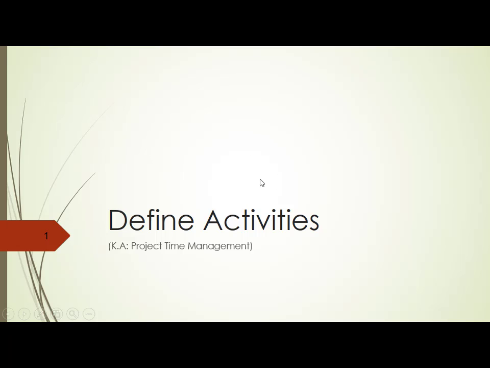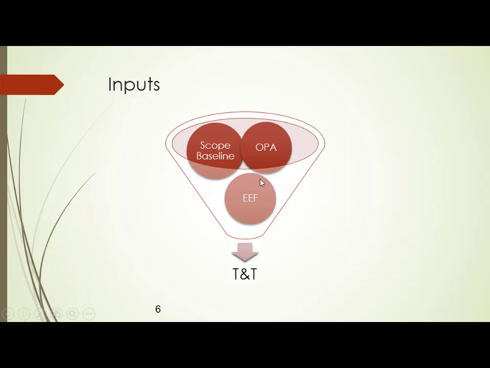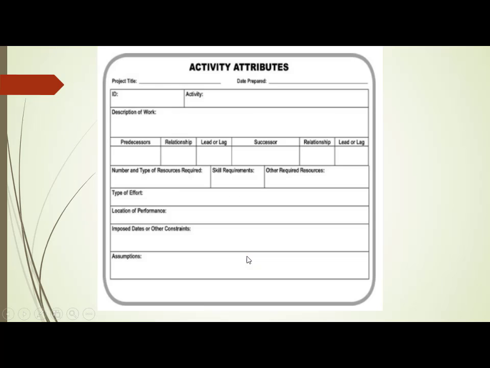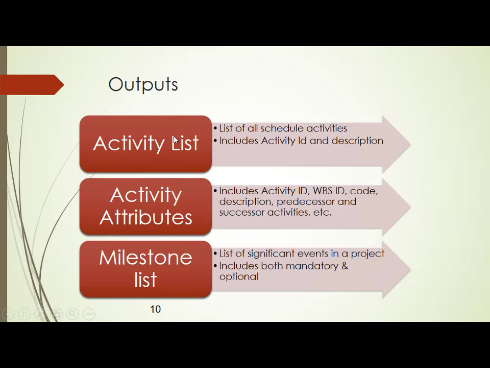Okay. So define activities basically will have three inputs: the scope baseline, organizational process assets, and the enterprise environmental factors. It will have tools and techniques like decomposition, expert judgment, rolling wave planning and templates, and finally it will have outputs as activity list, activity attributes, and milestone list.